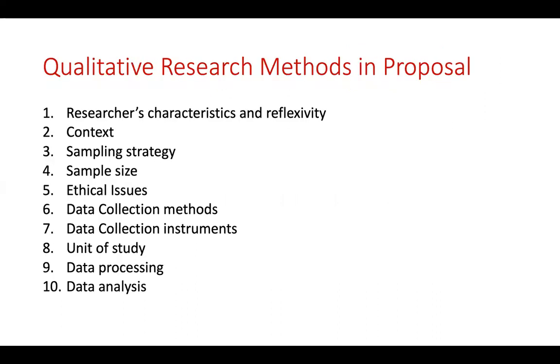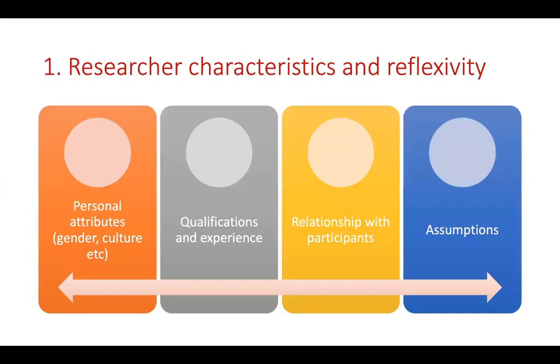I'm briefly covering these sections that would generally be included in the proposal: researchers' characteristics and reflexivity, context, sampling, sample size, ethical issues, data collection methods and instruments, unit of study, data processing, and data analysis.